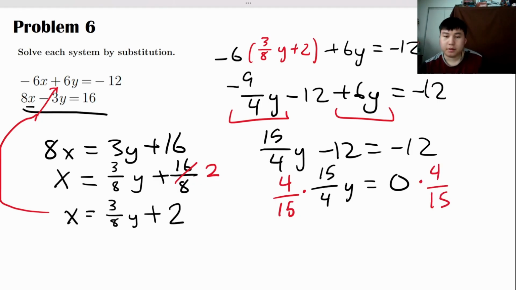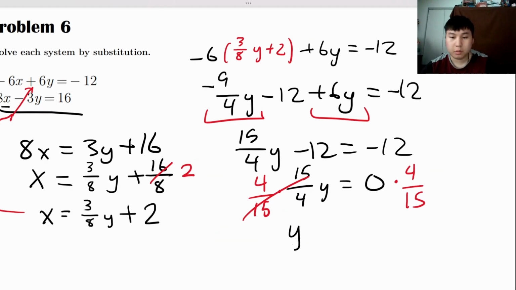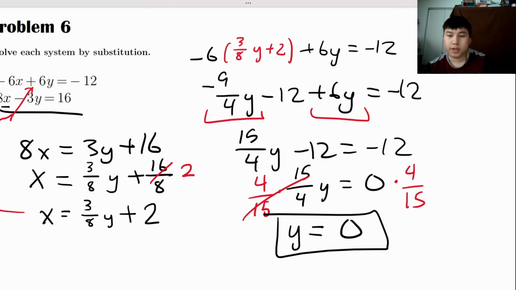Now, you may be wondering why this gets rid of it. Let's set it up like this. 4 times 15 is 60, and 15 times 4 is 60. That gives me 1. That's how they cancel out. And now we are left with y equals 0, because 0 times 4 over 15 is just 0.